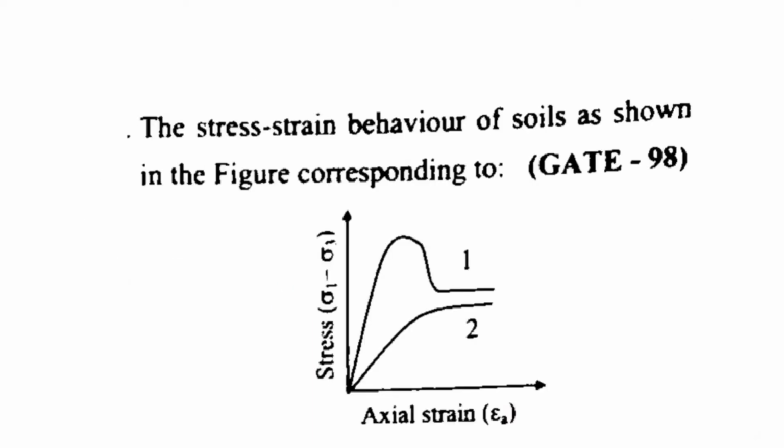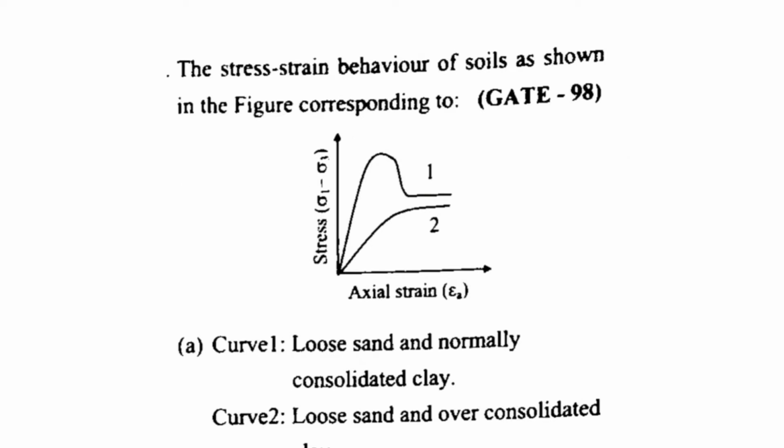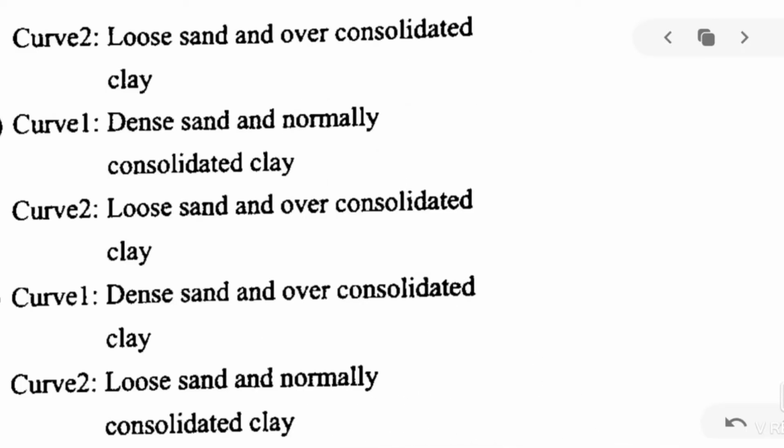Question number 2 from GATE 1998. The stress strain behavior of soils is shown in the figure. The respective options given for curve 1 and curve 2 are: curve 1 represents loose sand and normally consolidated clay, curve 2 loose sand and over consolidated clay. As you can see in the options, they have stated over consolidated clay and normally consolidated clay. Hence, you must know what they are before answering this question. I have also explained it under the topic consolidation, and before studying the shear strength chapter, it's recommended that you finish the consolidation chapter, thus giving you more clarity on shear strength.